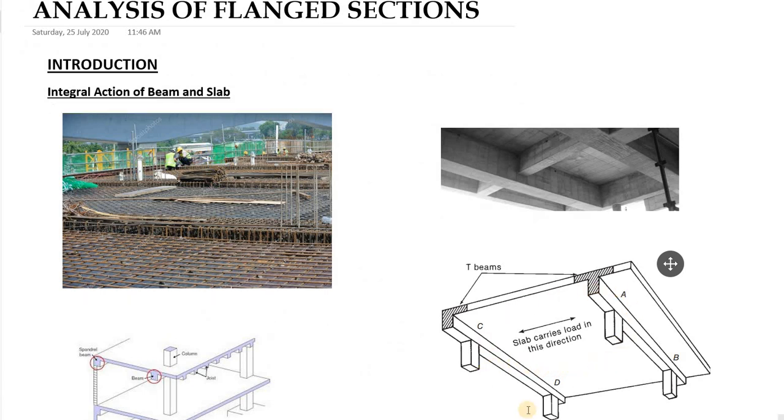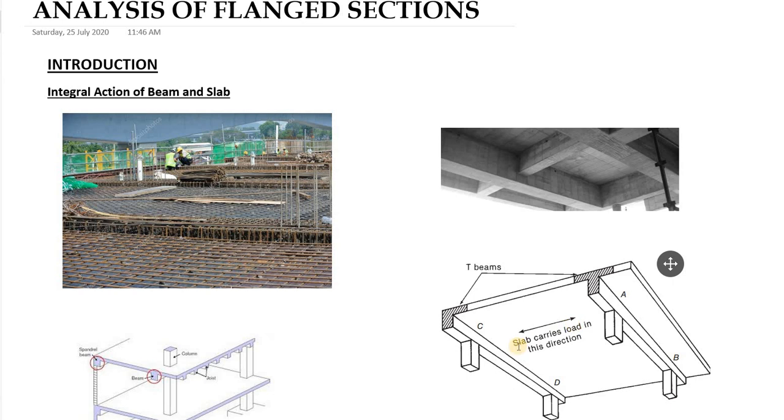So if you consider this floor system, we have these two beams resting on these two columns, this beam resting on these two columns, and this beam resting on these two columns, and a slab which is spanning in this direction. It is a one-way slab carrying load in this direction, because we have no supports in the perpendicular direction, so it cannot transfer load that way. So it carries load all in this direction.